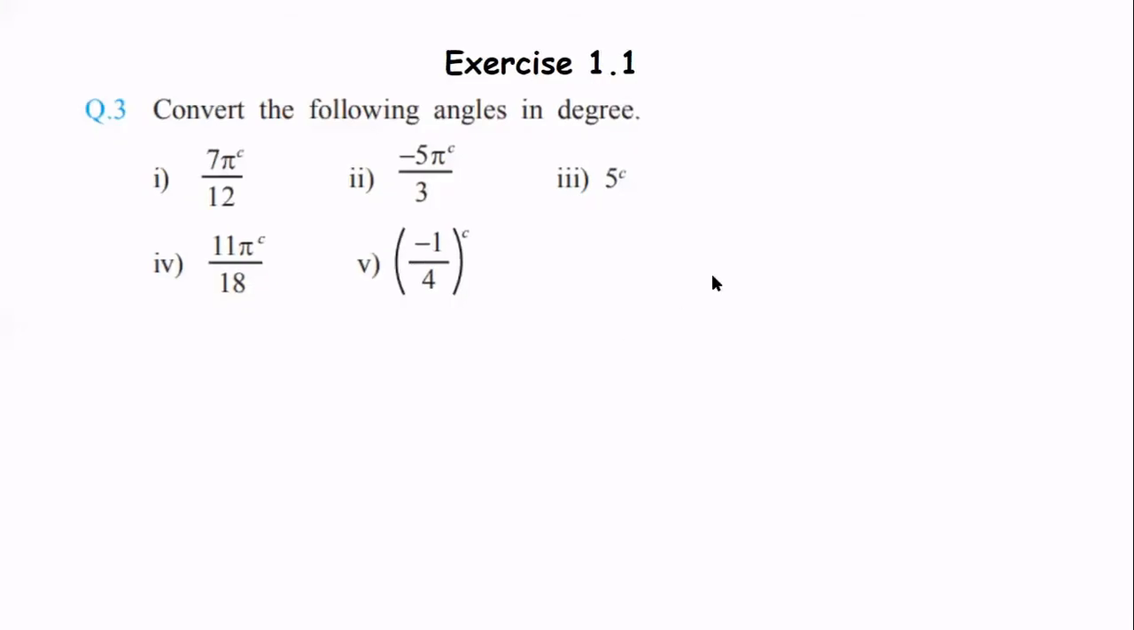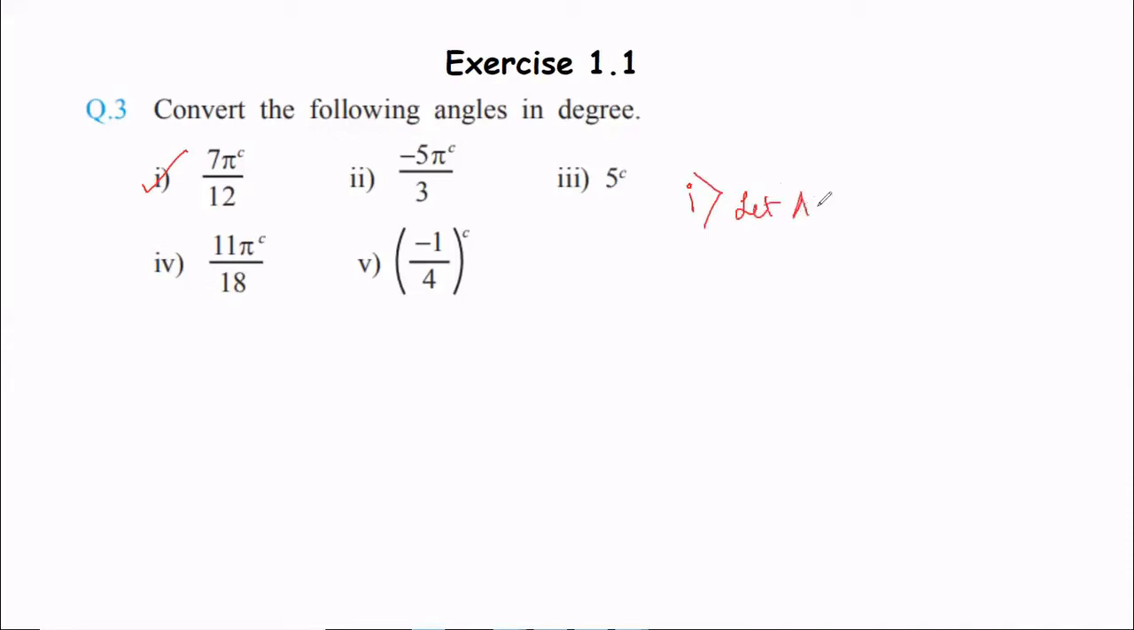All right, so now let's start by solving question number 3 of exercise 1.1. The question is: convert the following angles into degrees. So we have been given angles in terms of radians and we need to convert those angles to degrees. The first question in the main question 3 is let A is equal to 7 pi radian upon 12, 7 by 12 pi radian.